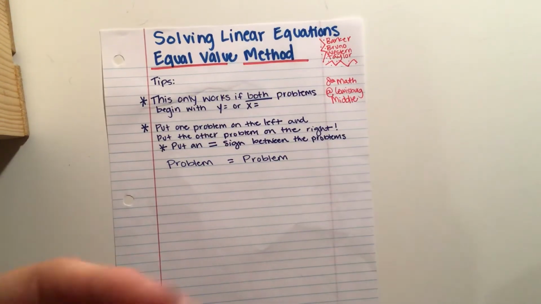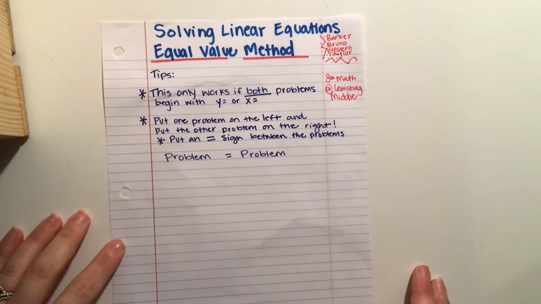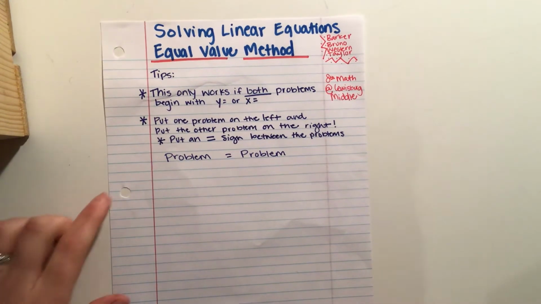This only works if both problems begin with y equals or x equals. You're going to put one problem on the left, put the other problem on the right, and put an equal sign between the problems. So, problem equals problem. Let's go over a few examples to understand this better.